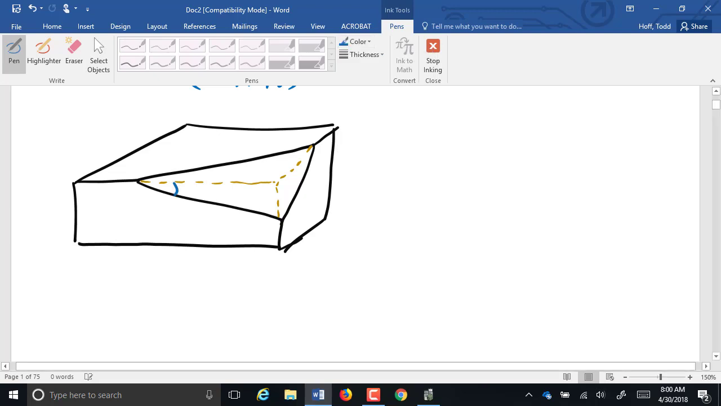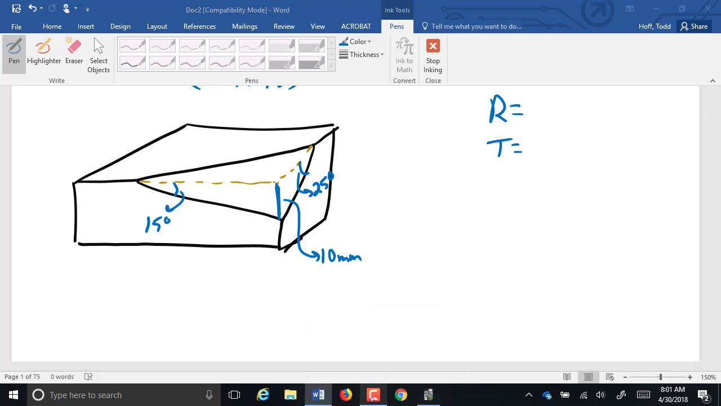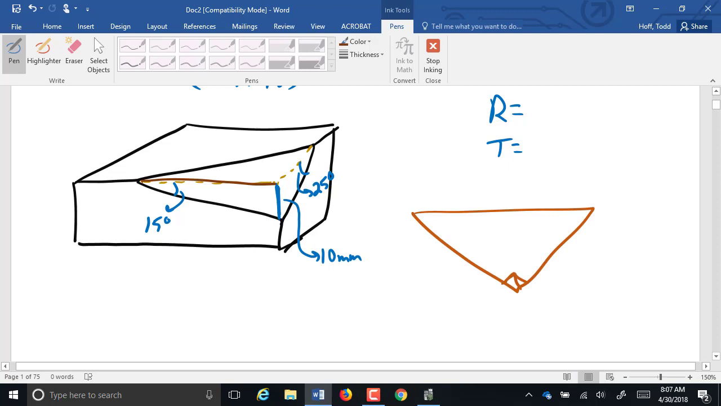So I'm gonna give you this angle here, 15 degrees. This angle here is 25 degrees. This distance, let's just call it 10 millimeters to make it easy on us. And I want you guys to go all the way with this one. Find the rotation and the tilt for me. We'll give you a few minutes. Let's see how this is going for you.